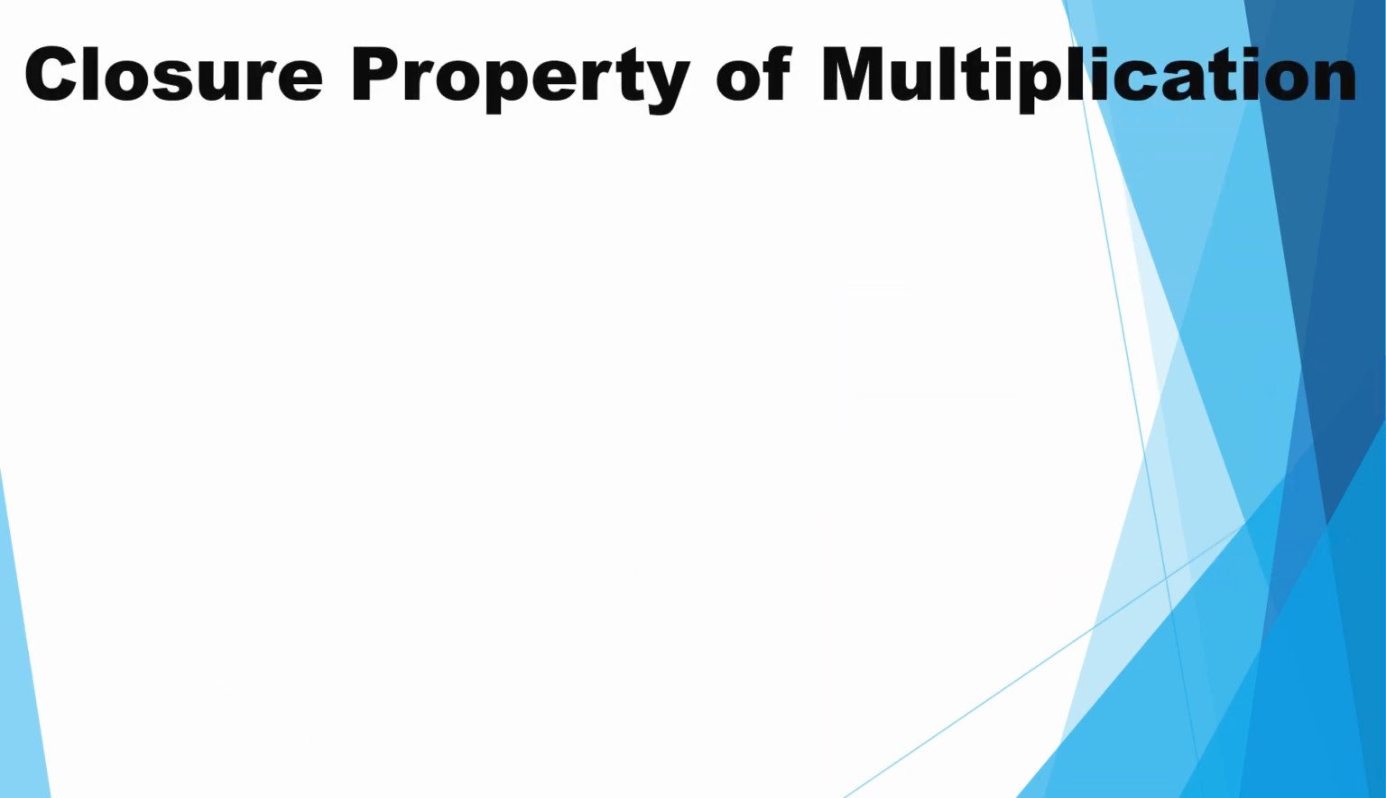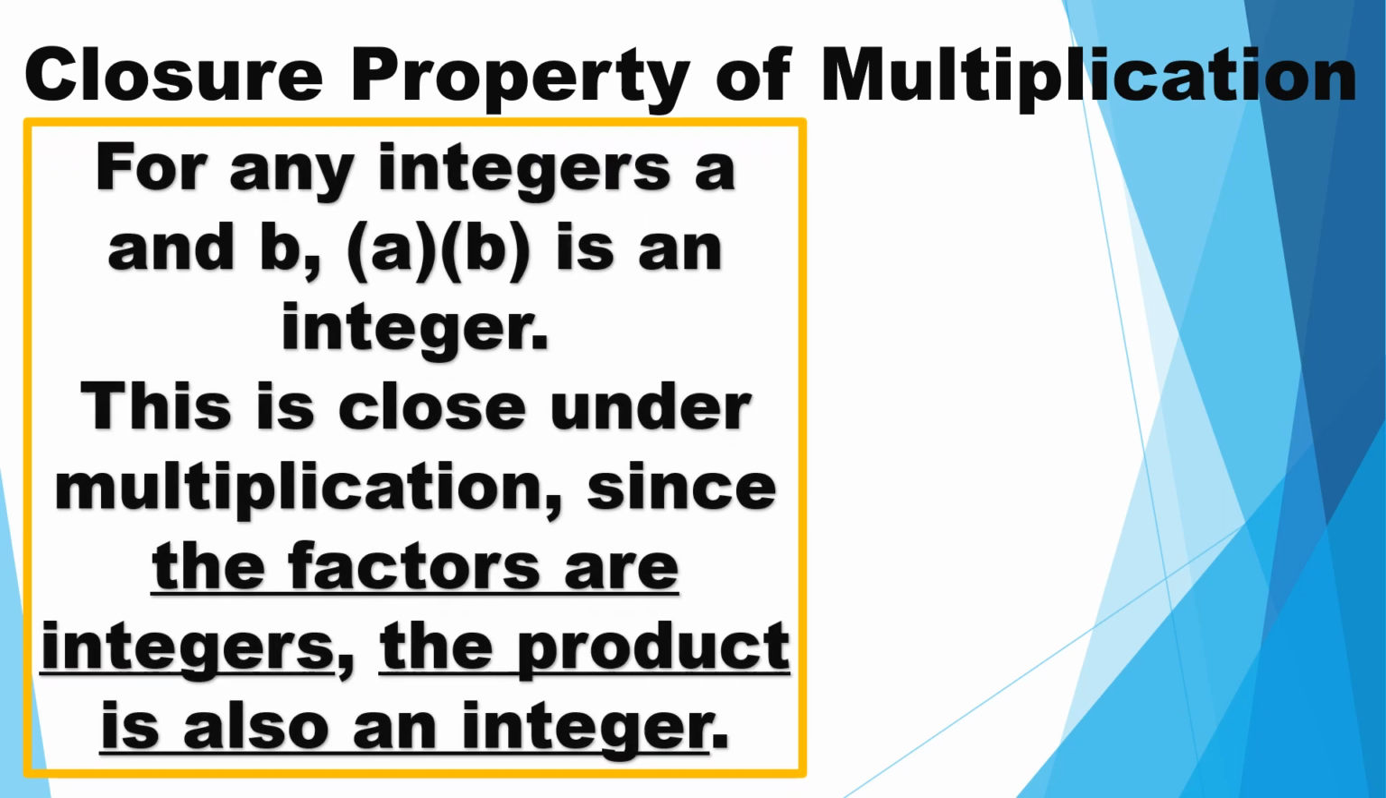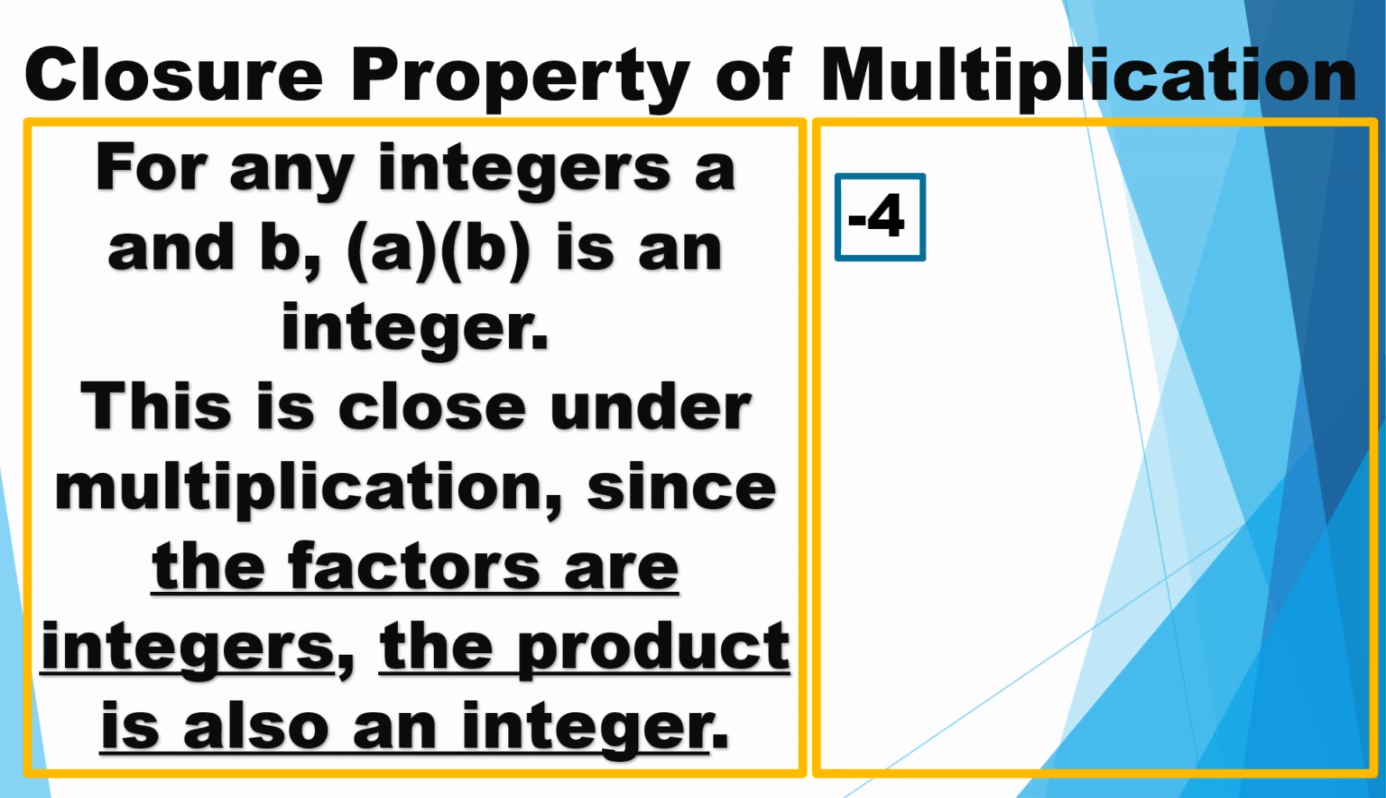Closure property of multiplication. For any integers a and b, a times b is an integer. This is closed under multiplication. Since the factors are integers, the product is also an integer. Let us have an example.